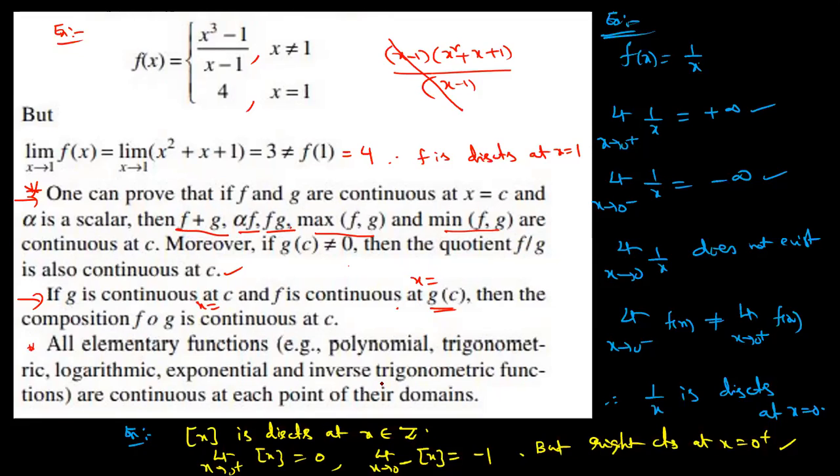Suppose x belongs to R. What about sin x? It is always continuous because there is no gap. Right on.